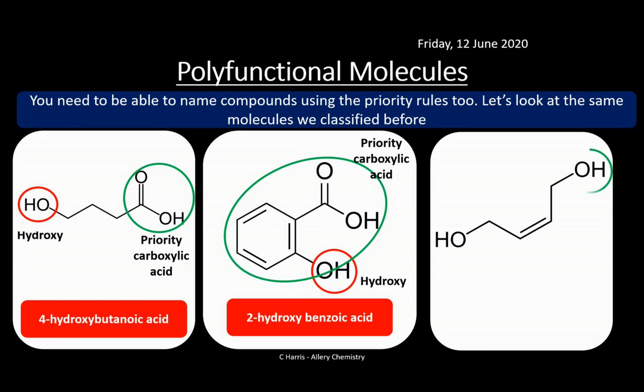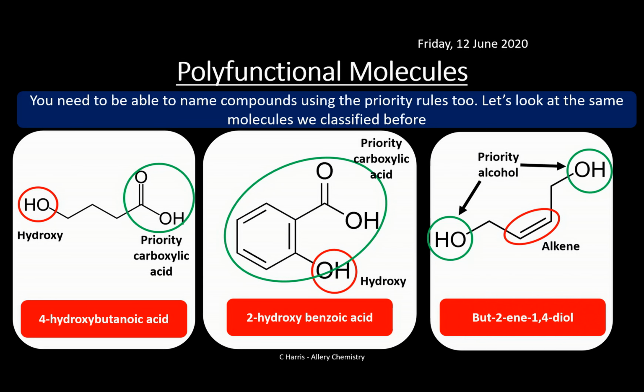Okay, well the priority group in this was the alcohol, but there's 2 alcohols, so this is going to be a diol. There we are. Okay, and then we've got our alkene group in the middle, so this is going to be but-2-ene-1,4-diol. So it must end in ol because alcohol was the priority group. Okay, so I hope that kind of makes sense.